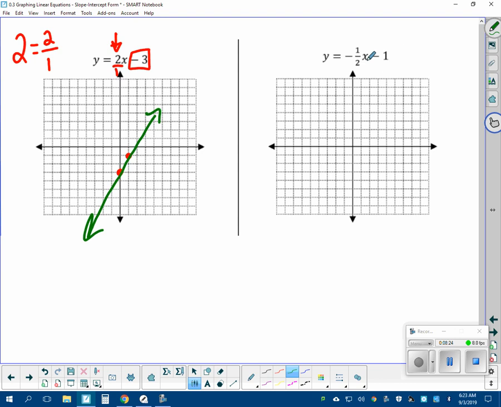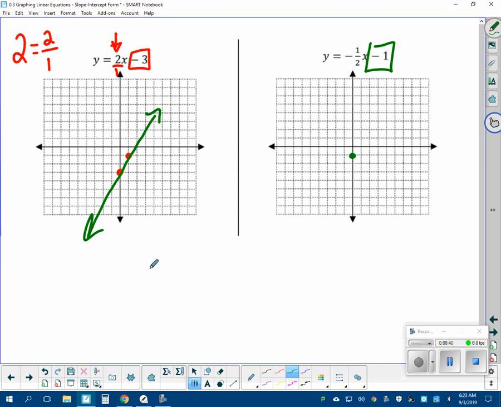Okay, one more together here. We've got 2 negatives here, so let's take one thing at a time. Your y-intercept is negative 1. So from our origin, that just means we drop down 1 unit. And then your slope is negative 1/2.